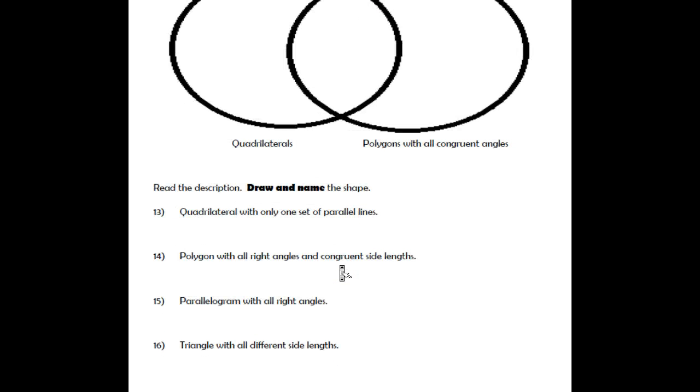On the bottom, the last 4 questions, the students are given a small description and they need to draw and name the shape. So there's just those 4 questions, and it shows if the students are able to pull that classification scheme out of what we've learned. And that's an overview of the assessment for the geometry unit.